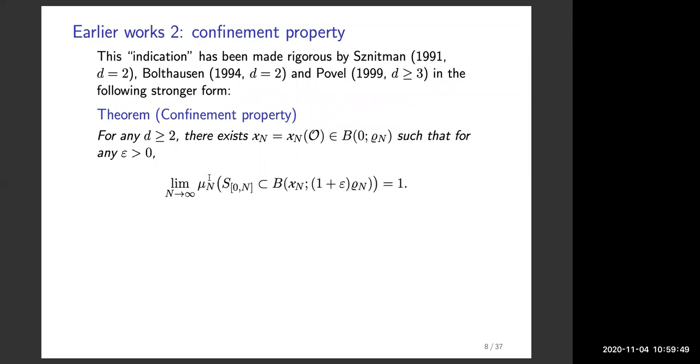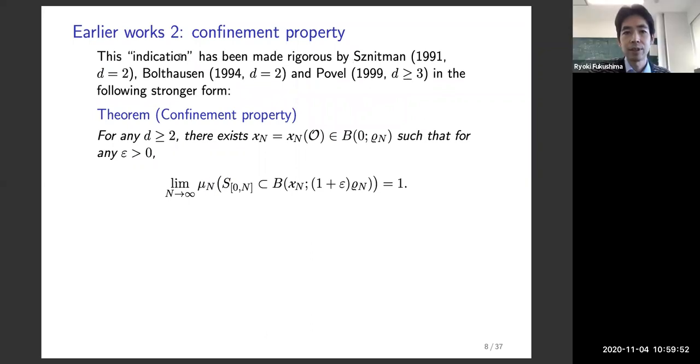Now this observation or indication has been made rigorous by Schnittmann in 91 for dimension 2, by Bolthausen by different methods for a slightly different model in dimension 2, and finally by Tobias Povel, who is a student of Schnittmann, in general dimension, in the following form, which is actually stronger than what the Donsker and Varadhan strategy indicated. So here is a confinement property. This is called confinement. There is a random center whose location depends on the obstacles configuration, such that for any epsilon, the random walk range is completely contained in this ball of radius rho n. So just as in the previous picture.